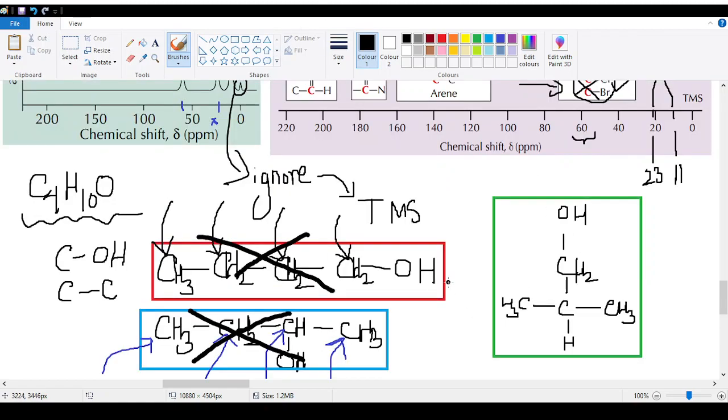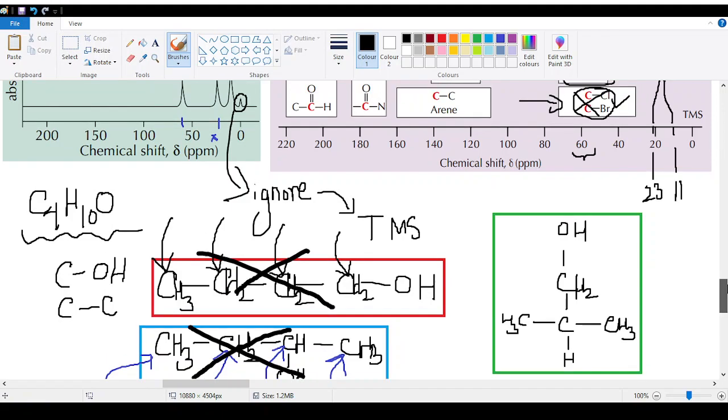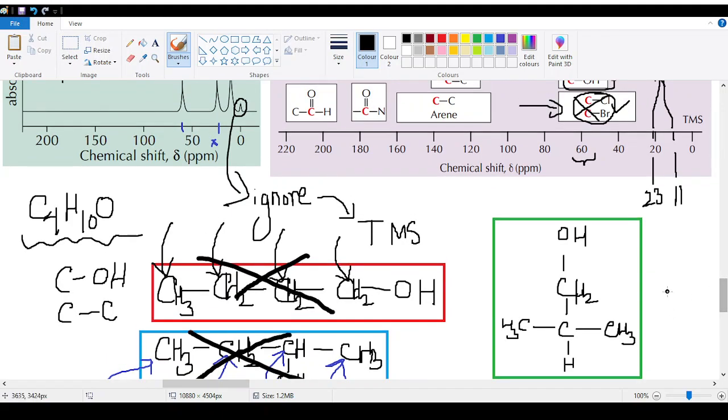What about the green colored one? I want you to discuss it. Consider the carbon atoms and discuss how many different chemical environments there are. What do you think?